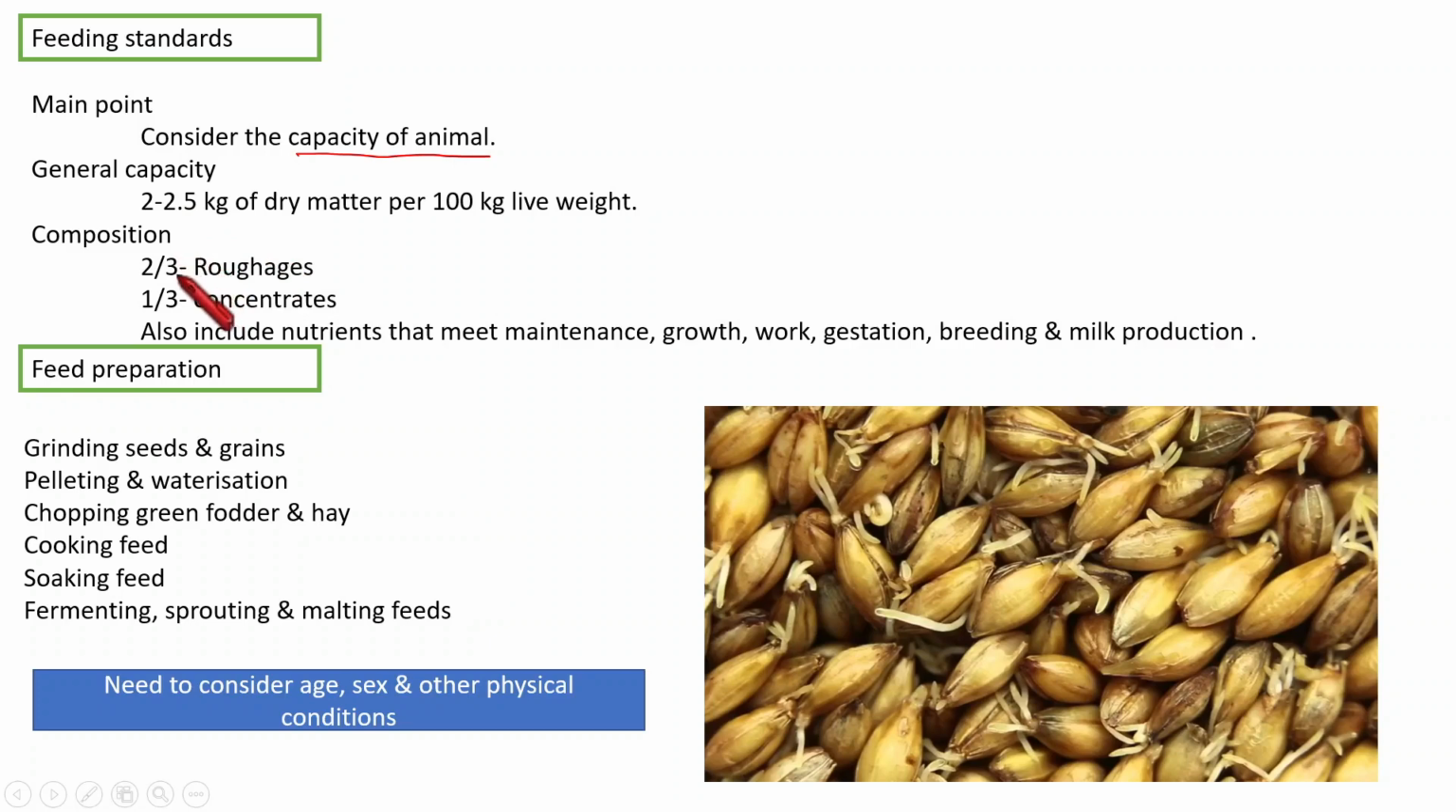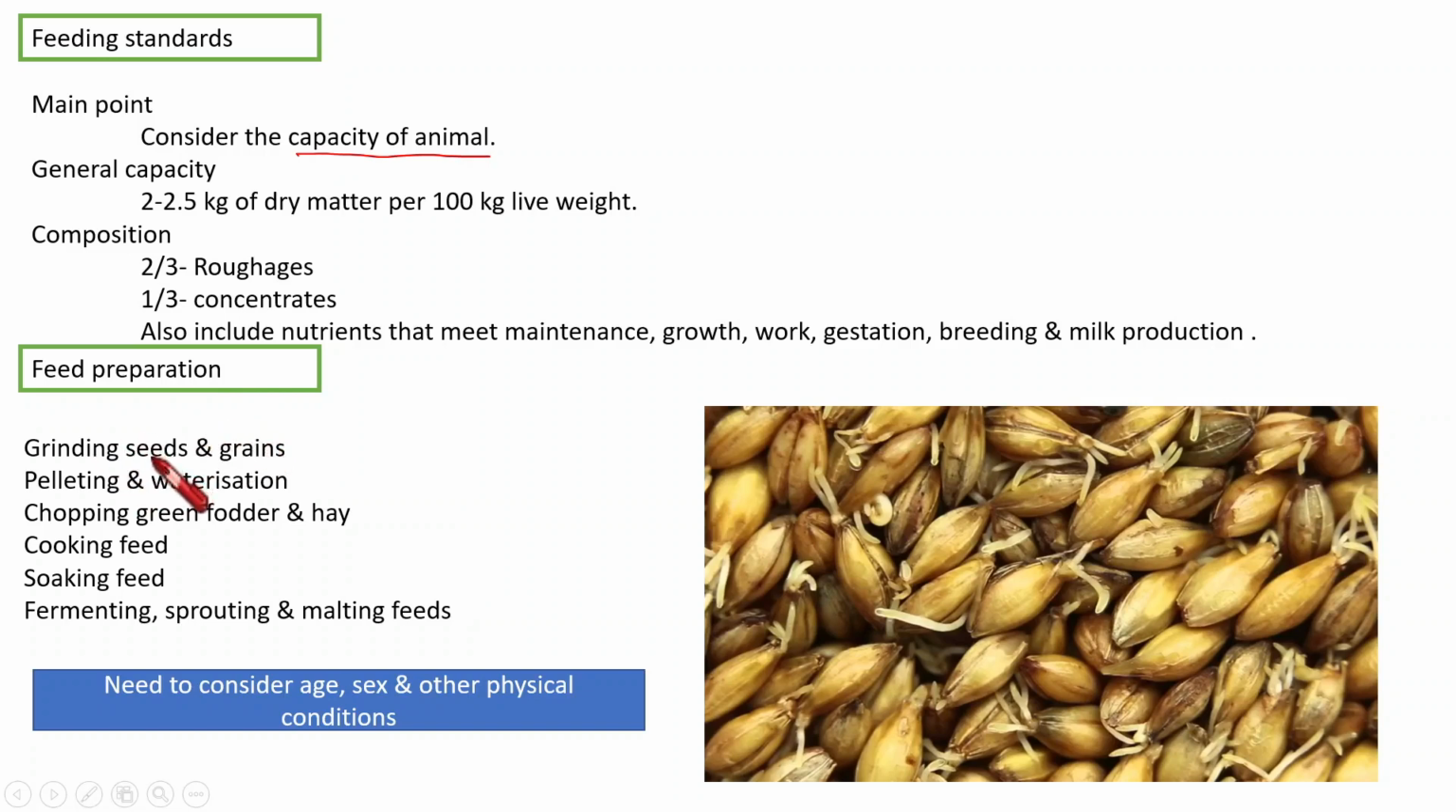Then the composition should be 2 by 3 roughages and 1 by 3 concentrates, and also all the nutrients that are required to support its growth, its work, and its gestation, meaning pregnancy, its breeding, milk production, everything, should be present in that feed. In what ways can we prepare its feed?